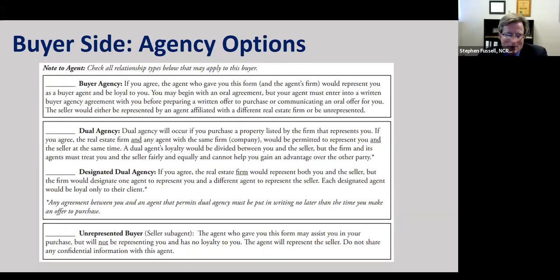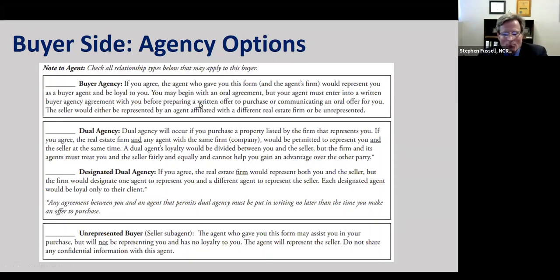You don't have to enter into the written buyer agency agreement at that point, but at some point before you actually write the offer, you do need to enter into that written buyer agency agreement. And if the buyer's not willing to do that, then you'll have to stop representing that buyer. So, okay, that takes care of the buyer agency section.